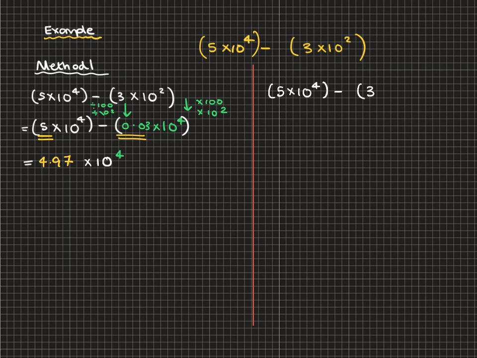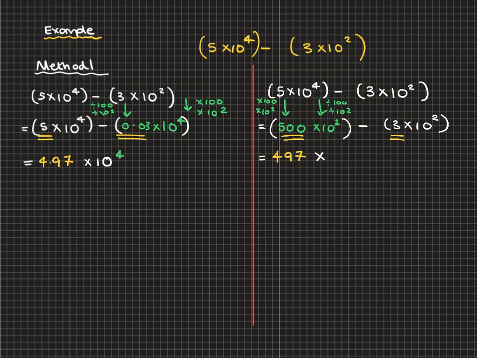What about if we, this time, leave the second number as 3 times 10 squared, but we convert the first one so it is also times 10 squared. So what's happened here? Well, to do that, I've got to divide by 100 or divide by 10 squared, which means in this part here, I've got to multiply by 100 or multiply by 10 squared, which gives me 500 times 10 to the power 2. Take away 3 times 10 to the power 2. Well, let's do the subtraction. 500 take away 3 is perhaps easier to work out than with the decimal values because that's just 497.